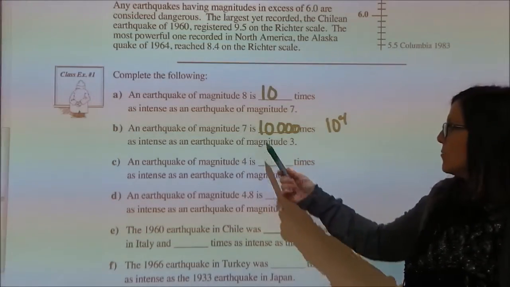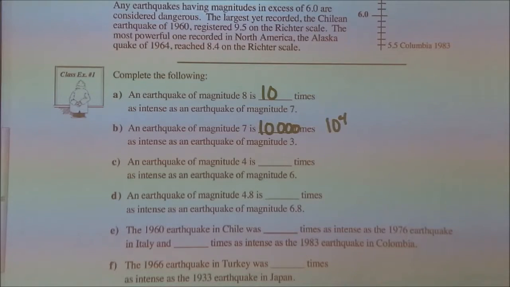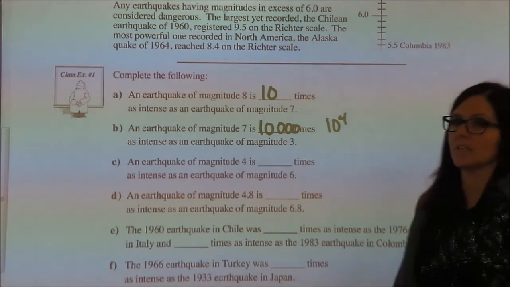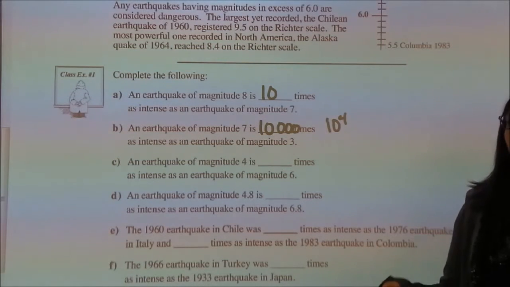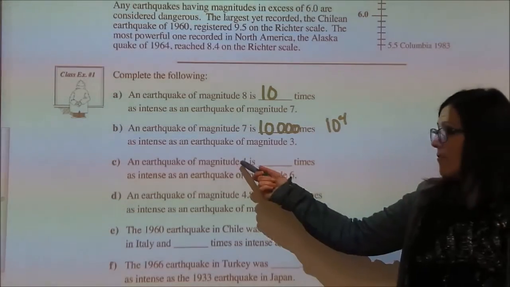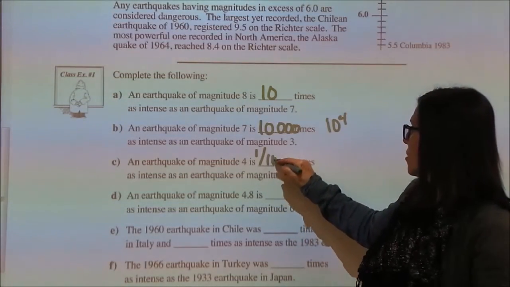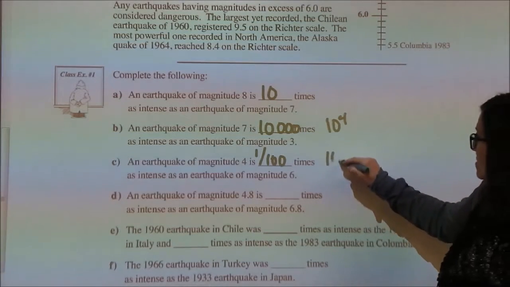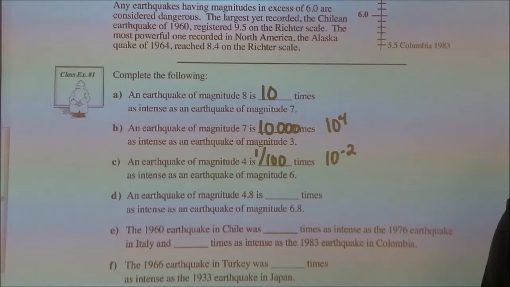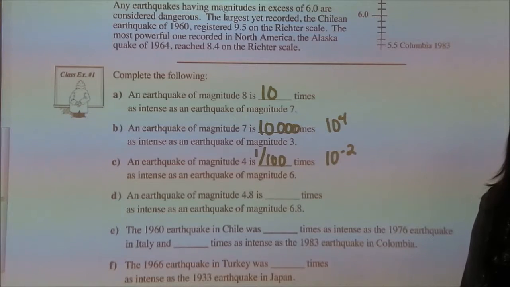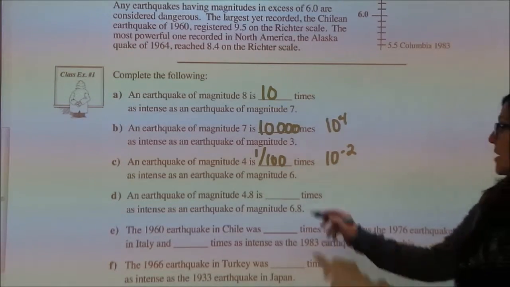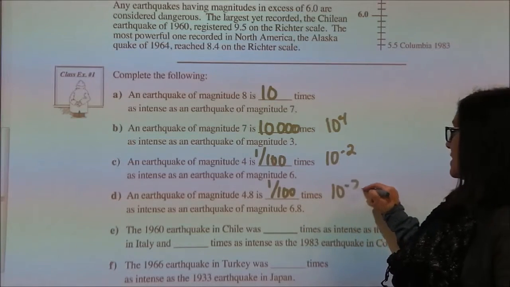What's the difference between the statement in B and the statement in C? An earthquake of magnitude 4 is blank times as intense as a magnitude of 6. You're going down in magnitude? I'm going down in magnitude. So how many levels am I going down? 2. So instead of it being 100 times, it's 1/100 times, or 10 to the negative 2. An earthquake of magnitude 4.8 is how many times as intense as 6.8? One over 100. 10 to the negative 2.